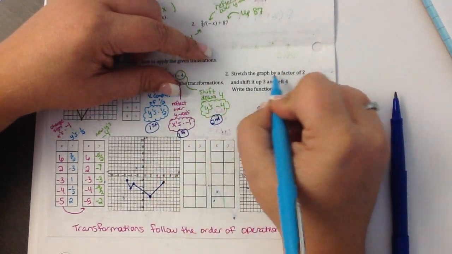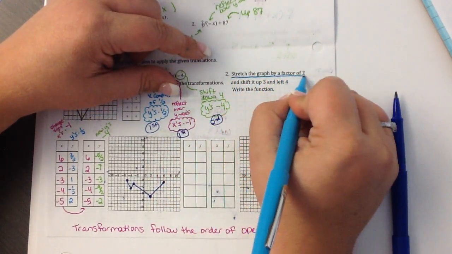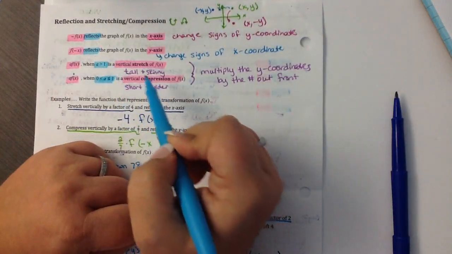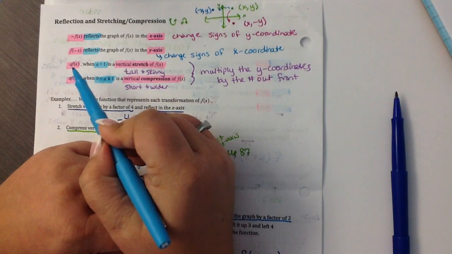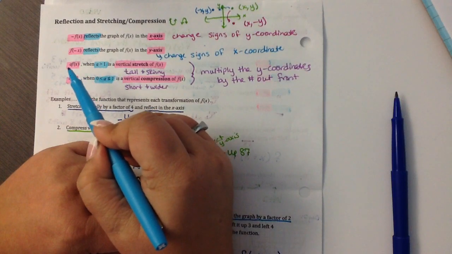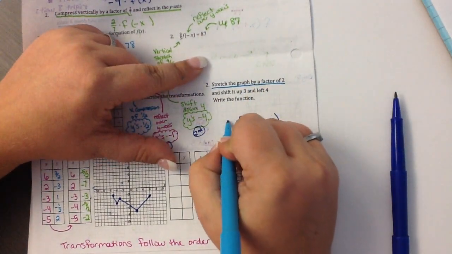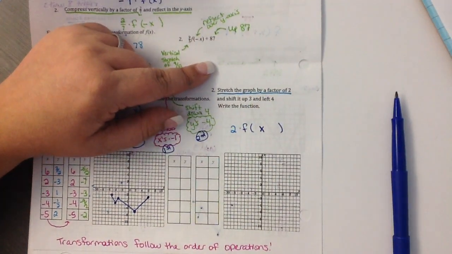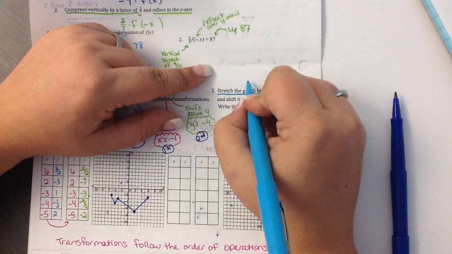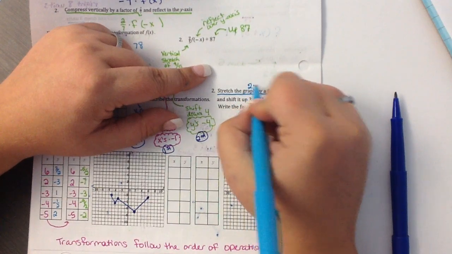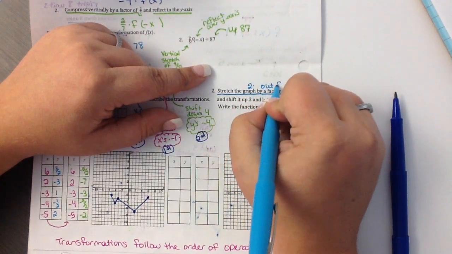So first, I have a stretch by a factor of 2. If we don't know yet where that goes, we look up here and we find stretch. Where's the thing that's not an F or an X? It's an A, it's out front, and it's being multiplied. So, times 2 out front.